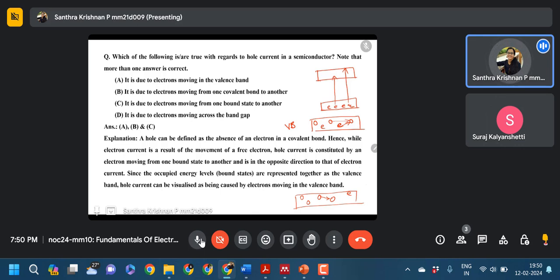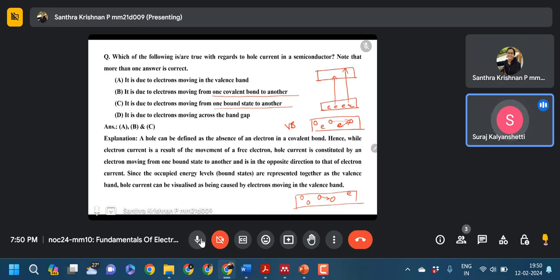The reasons for these electrons moving can be bond breakage or moving from one state to another, whether it is a covalent bond or some other type of bound state. So whenever an electron moves or swaps its place with another electron or a hole, it can contribute to a hole current.